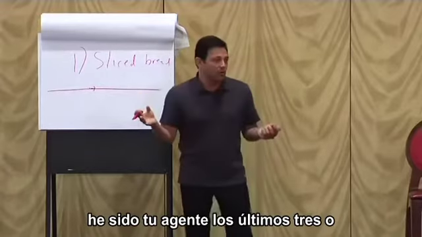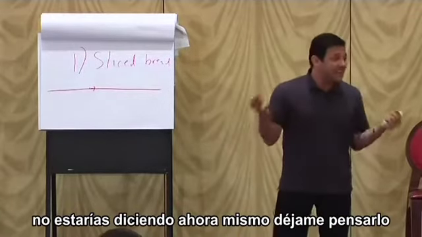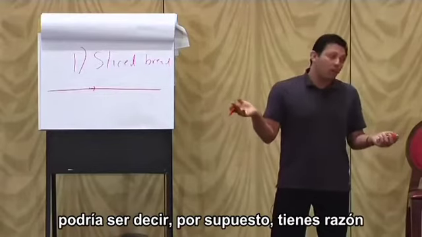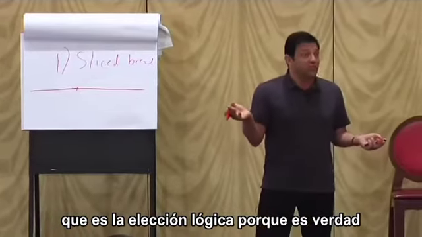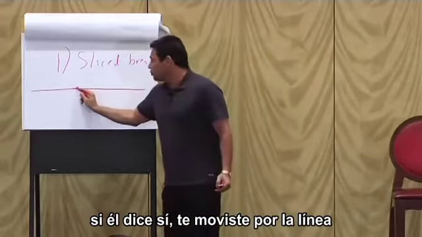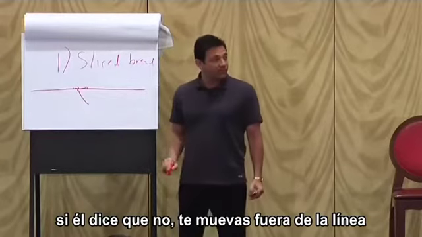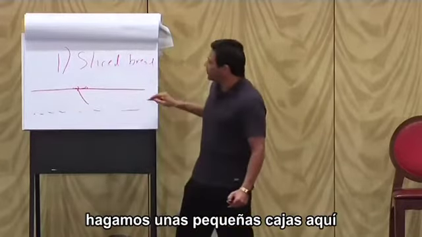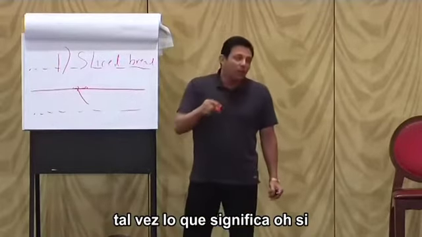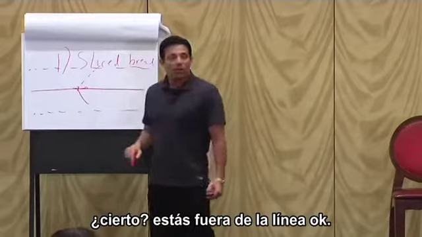Now you say, if I've been your broker for the last 3 or 4 years, making you money on a consistent basis, you probably wouldn't be saying right now, let me think about it. You'd probably be saying, pick me up 20,000 shares. Am I right? He could either say, of course you're right, which is the logical choice, because it's true. If he says yes, you move down the line. If he says no, you move off the line. If he says maybe, which means wishy-washy, well, yeah, kind of, I don't know, you get that sometimes too, you're off the line.